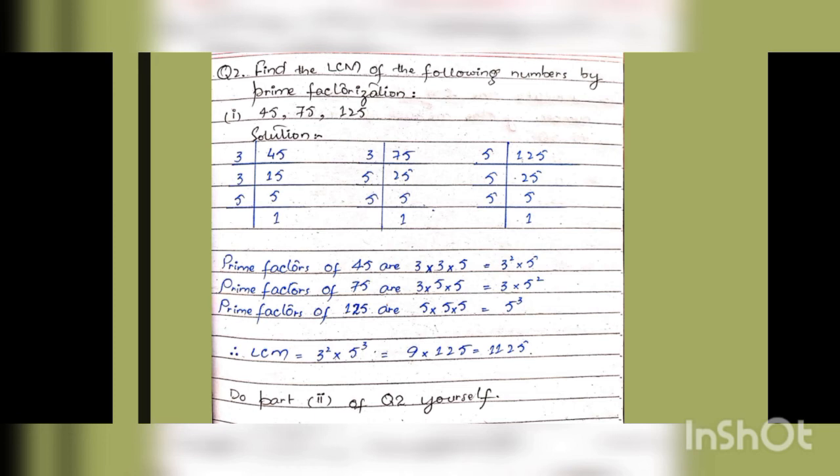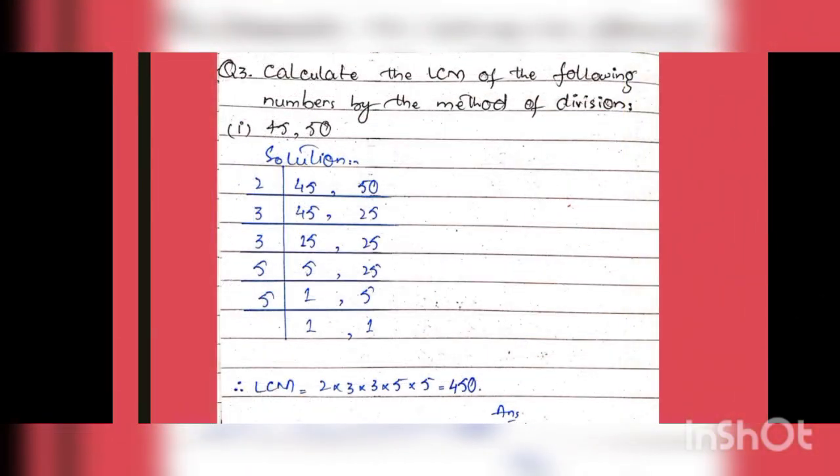Now do part number 2 of question number 2 yourself. Then question number 3 is: calculate the LCM of the following numbers by the method of division. This is the simplest method you will ever come across. Here you are again given two numbers and you have to find the LCM of these two, but this time you are asked to use the method of division. So write 45 and 50 in a row and start dividing with the number 2.